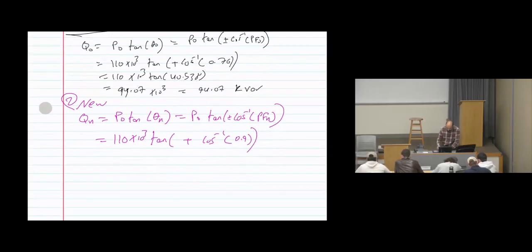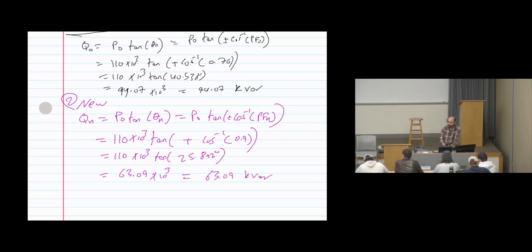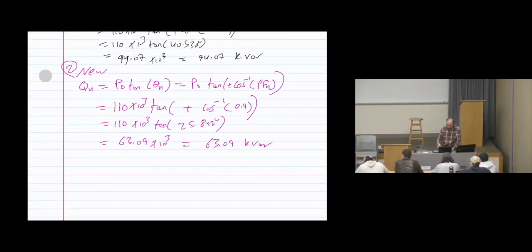Then it will be 110 times 10 power 3 tan of 25.842 degrees. Then the answer will be 63.09 times 10 power 3, or in kilo, 63.09 kilovar, such that again, kilo is 10 power 3. Now I'm not done yet, so let's do more steps.